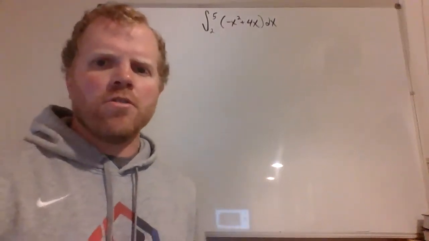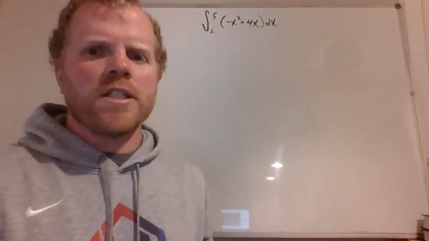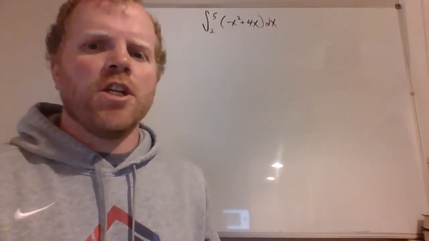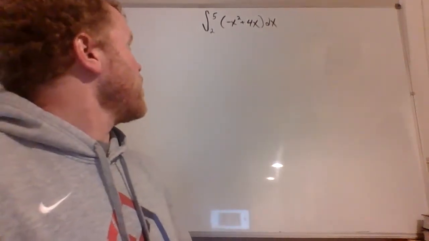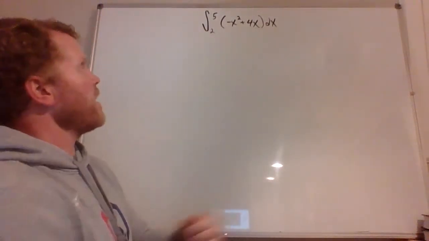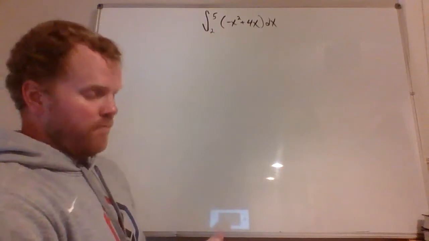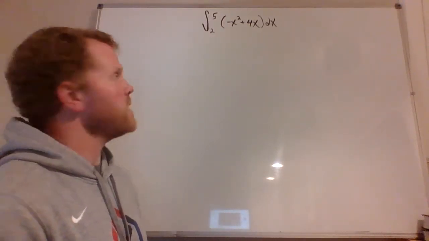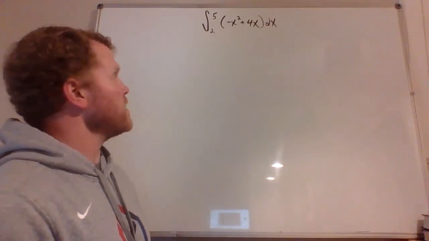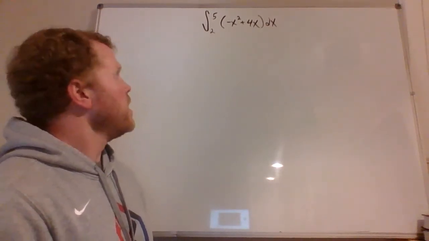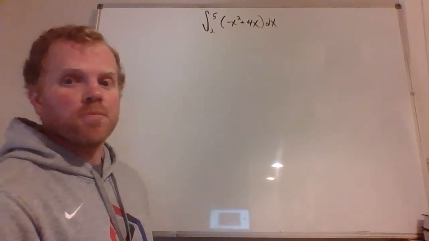Okay, page 2, video 2 for week 4. Let's see the FTC number 2, the much more useful one, in action. Let's try to integrate the function negative x squared plus 4x from 2 to 5. What the FTC version 2 basically says is all you have to do to integrate this is find an antiderivative of this function you're trying to integrate. You plug in 5, you plug in 2, and you subtract the two things.